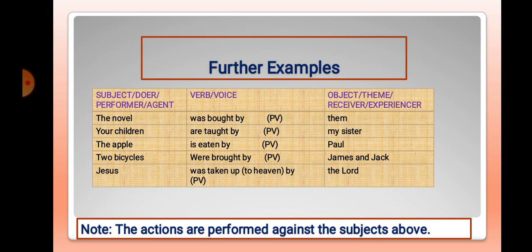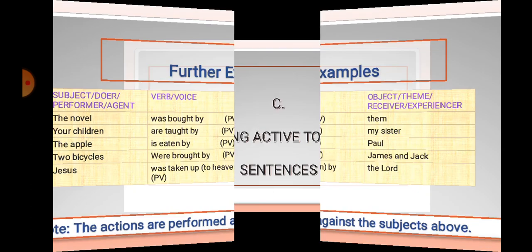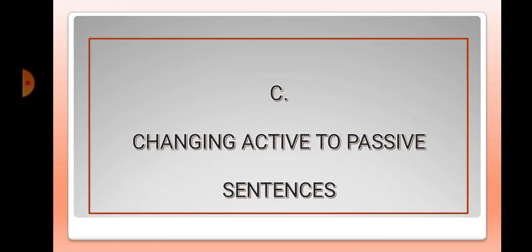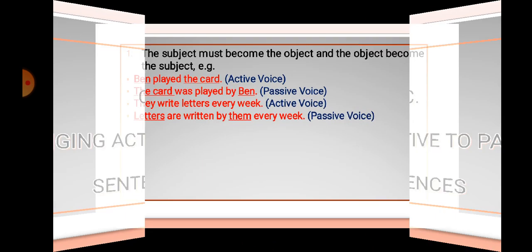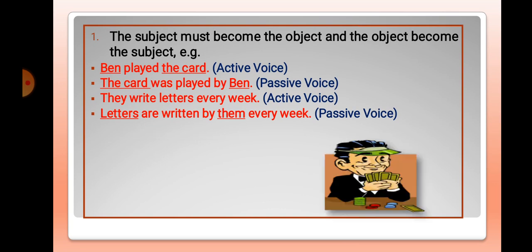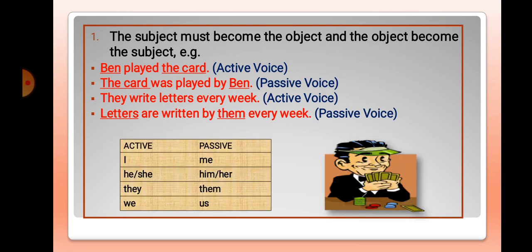So, under passive voice, the receiver of the action will be mentioned first, and they will come first in the sentence. That is how to identify a passive sentence. So, what are the ways or steps taken when we want to change active sentences to passive sentences? One, the subject must become the object, and the object must become the subject. For instance, Ben played the card. Ben, subject.